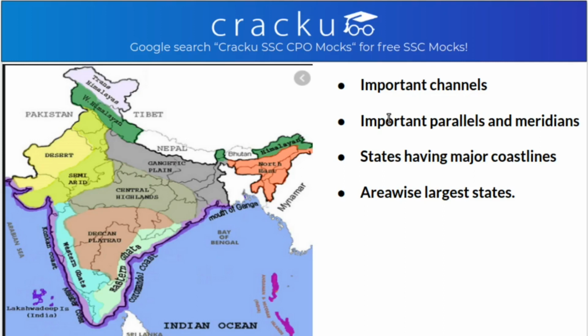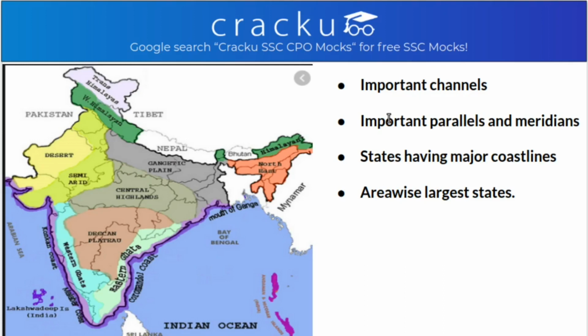The westernmost meridian, west of Ghuar Moti in Gujarat, is 68 degrees 7 minutes east. Whereas the easternmost meridian, that is Kibithu in Arunachal Pradesh, is 97 degrees 25 minutes east. The standard meridian of India, which crosses Mirzapur in Uttar Pradesh, is 82 degrees 30 minutes east.